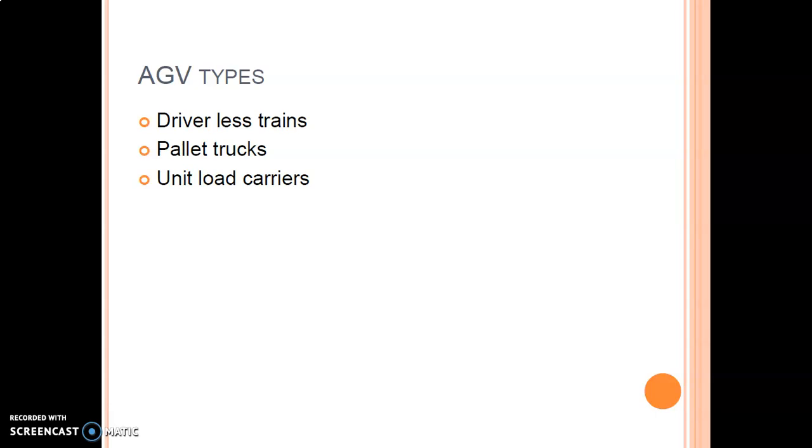So in continuation to last lecture, we will discuss driverless trains, pallet trucks and unit load carriers. So these are the different AGVs.